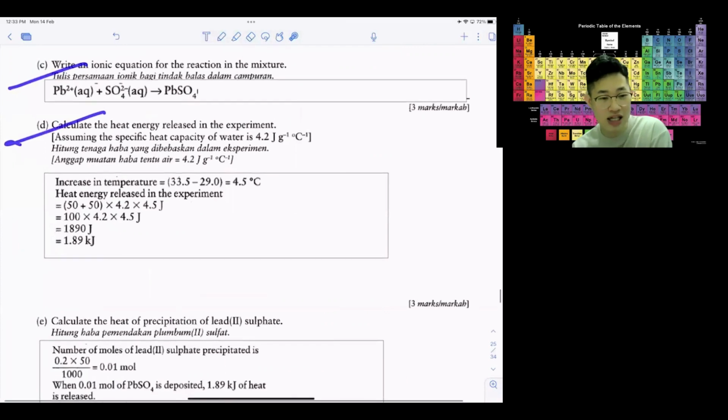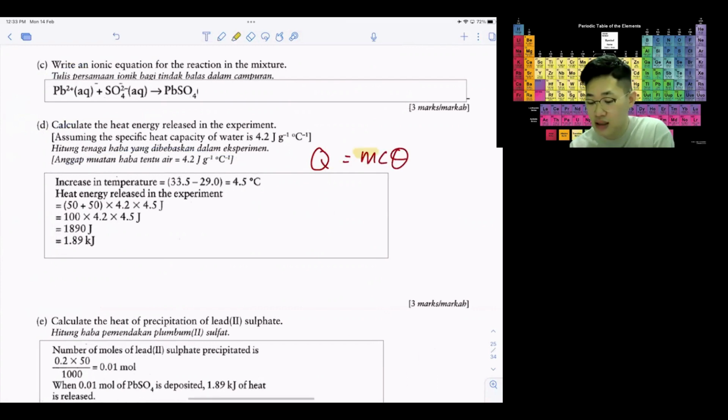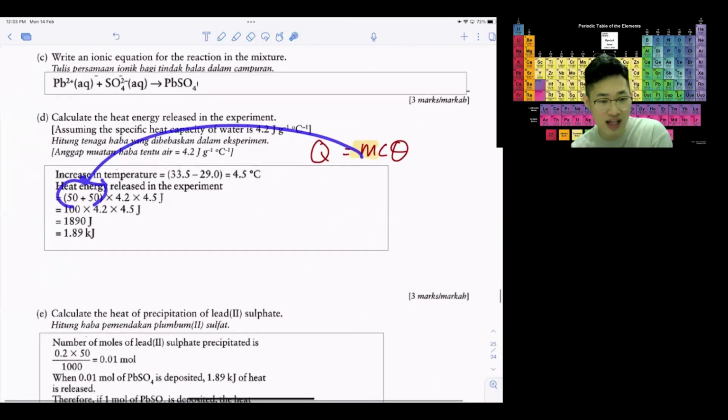Calculation. This one I skip. It's like a paper 2 calculation. You do Q equals MC theta. M is the volume of the solution. So 2 solutions, so it's 50 plus 50. C, specific heat capacity, 4.2. And this is the change in temperature, 4.5. Then you are going to get 1.89 kilojoule.